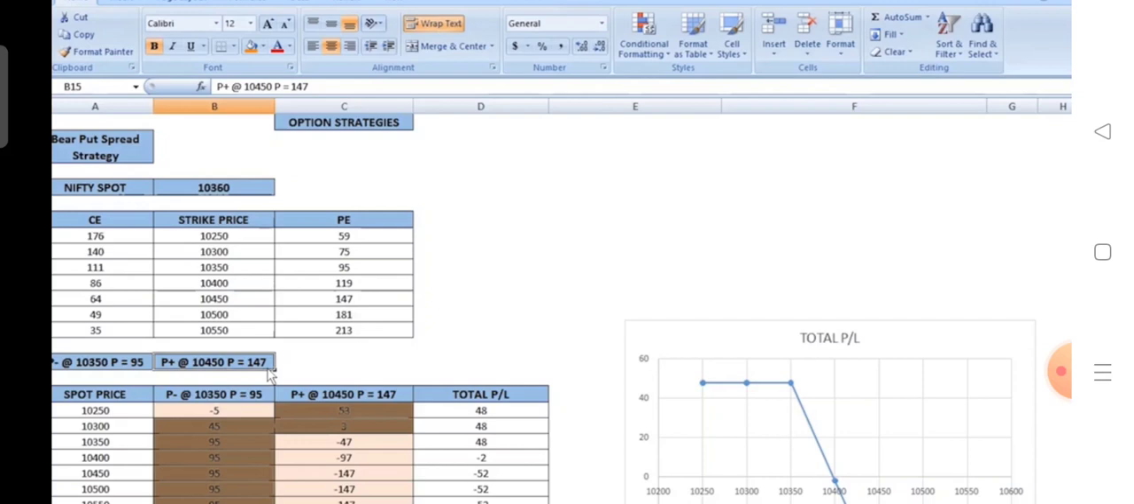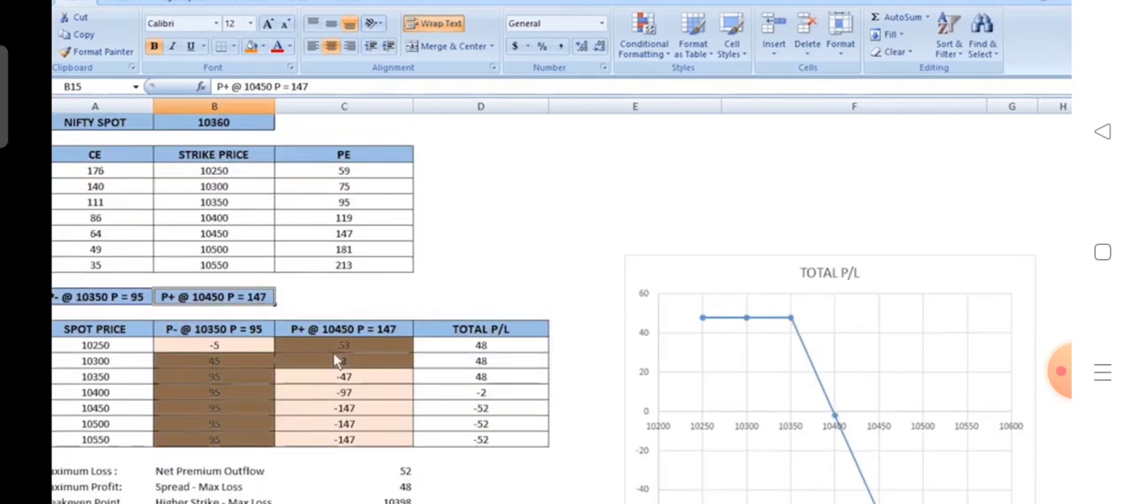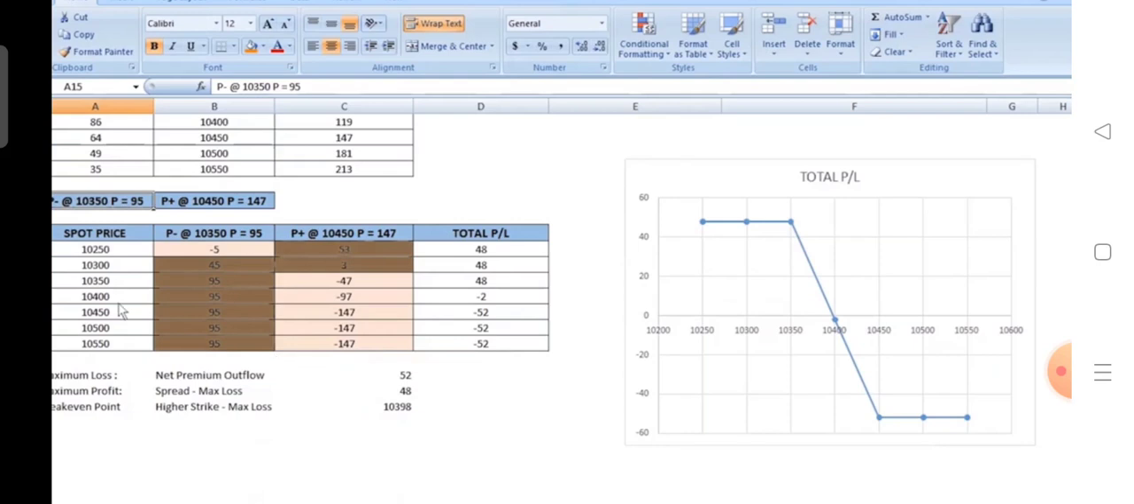From this we can see that we have to be a net payer of premium. There will be a net premium outflow at the time of entering the strategy, which is 147 rupees minus 95, which comes to 52. This 52 rupees will be our maximum loss from this strategy. Let us look at the payoffs. Say these are the different spot prices on expiry.